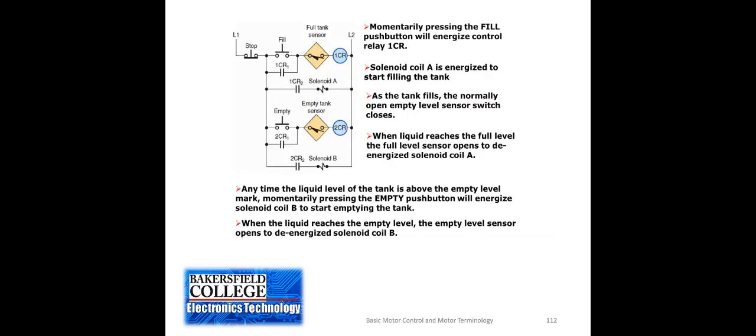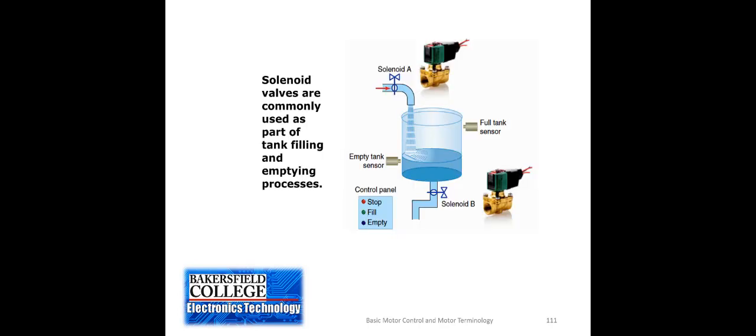This is the circuit that is shown for this particular application, where we have two sensors that will check to see if the tank is empty or the tank is full, and it will either activate a solenoid to put liquid into the tank or empty liquid from the tank. So we can maintain a particular range of levels in that tank.